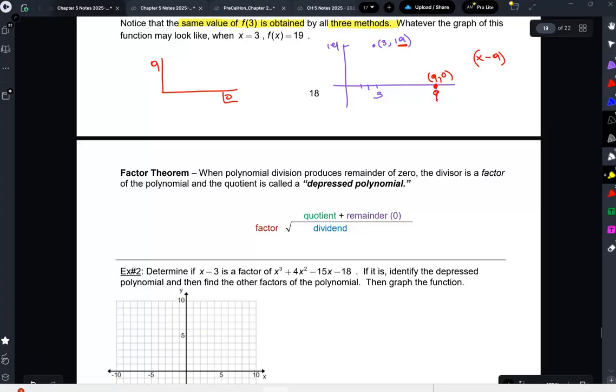So when a polynomial division produces the remainder 0, the divisor is a factor of the polynomial, and the quotient is called the depressed polynomial. Okay?